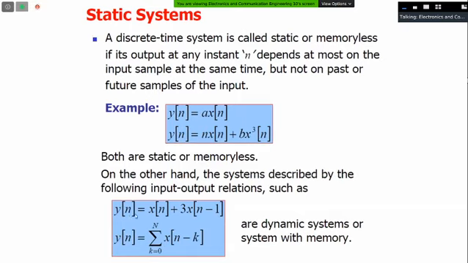Whereas if you look at y[n] = x[n] + 3x[n-1], here the output depends on the previous input also. So these are not static systems, but these are dynamic systems. So that can be the classification of static and dynamic systems.